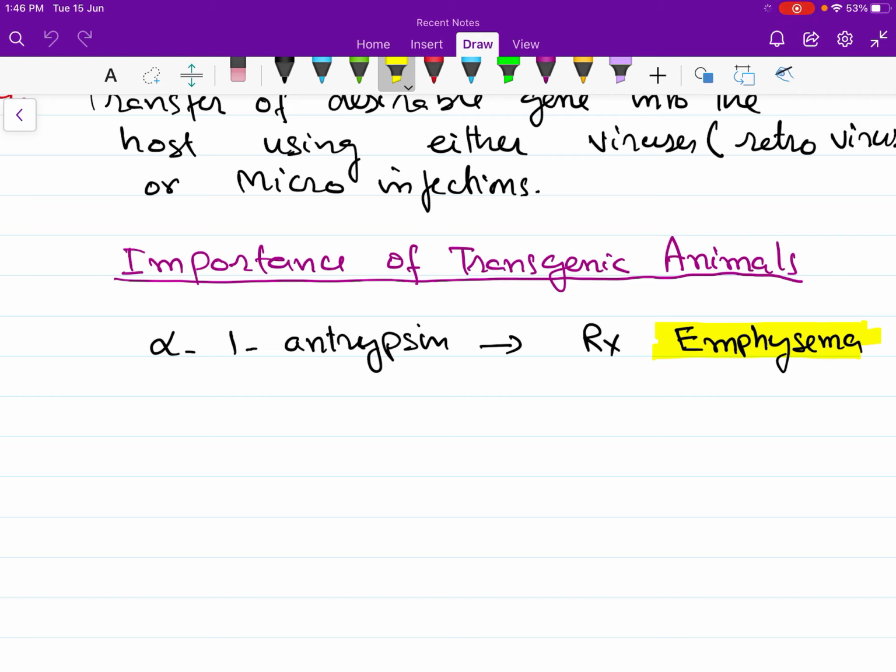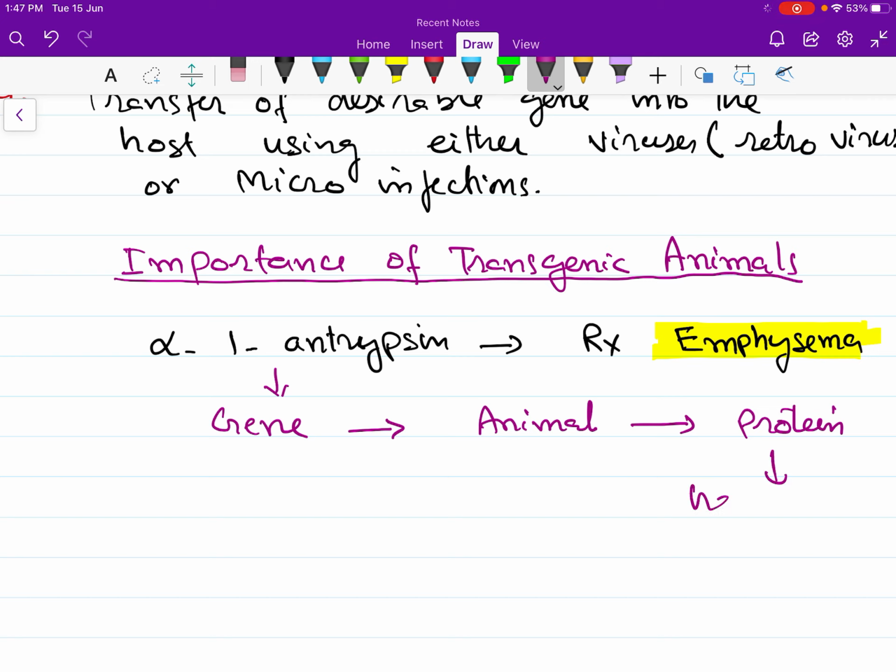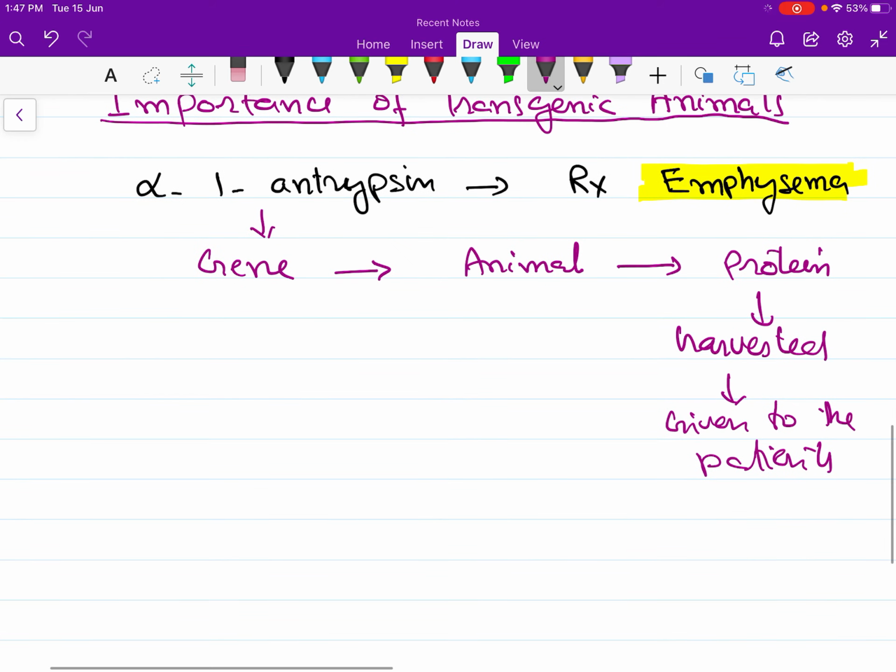So this emphysema can be treated by alpha-1 antitrypsin. It is a protein. Therefore, the gene for alpha-1 antitrypsin is introduced into the animal, which will then produce this protein. The animal will produce the protein, and then that protein is harvested, and it is given to the patients for treating this emphysema.